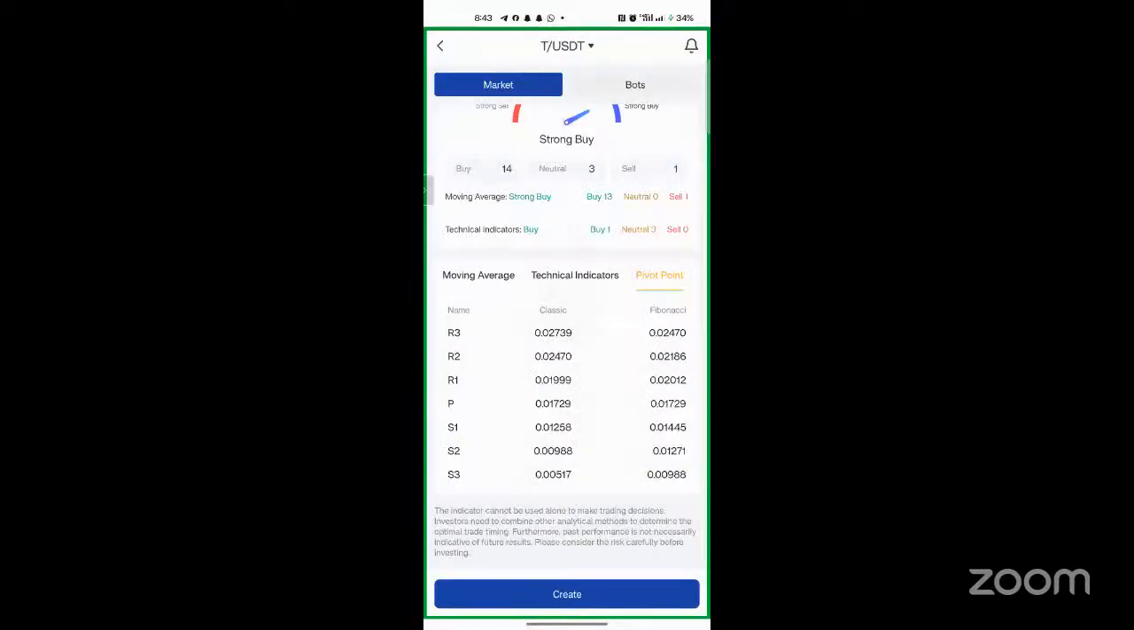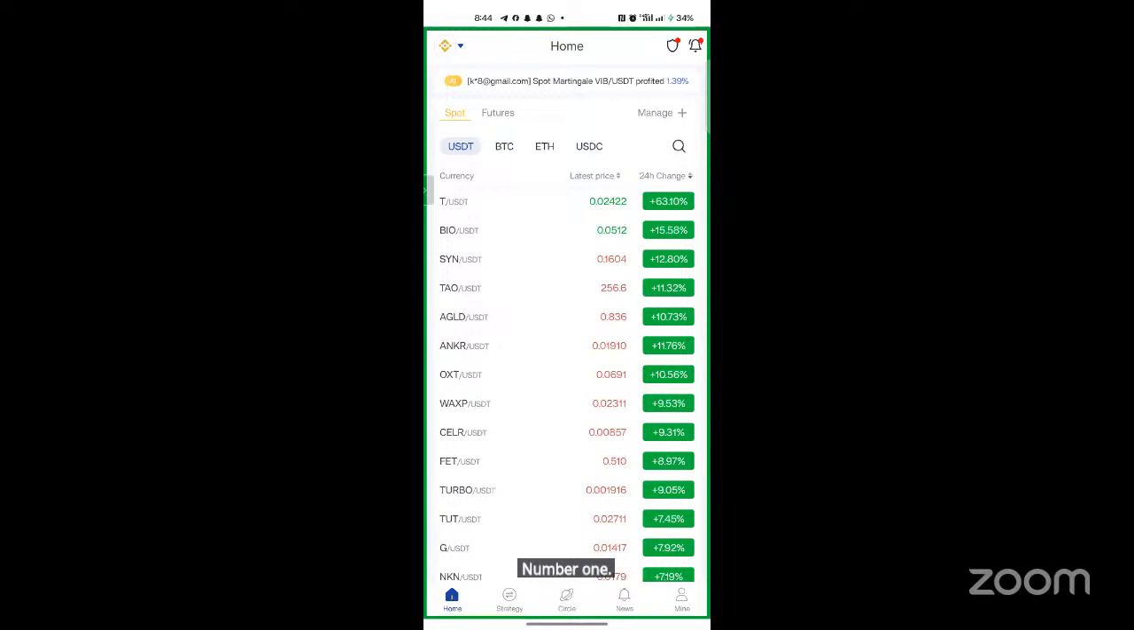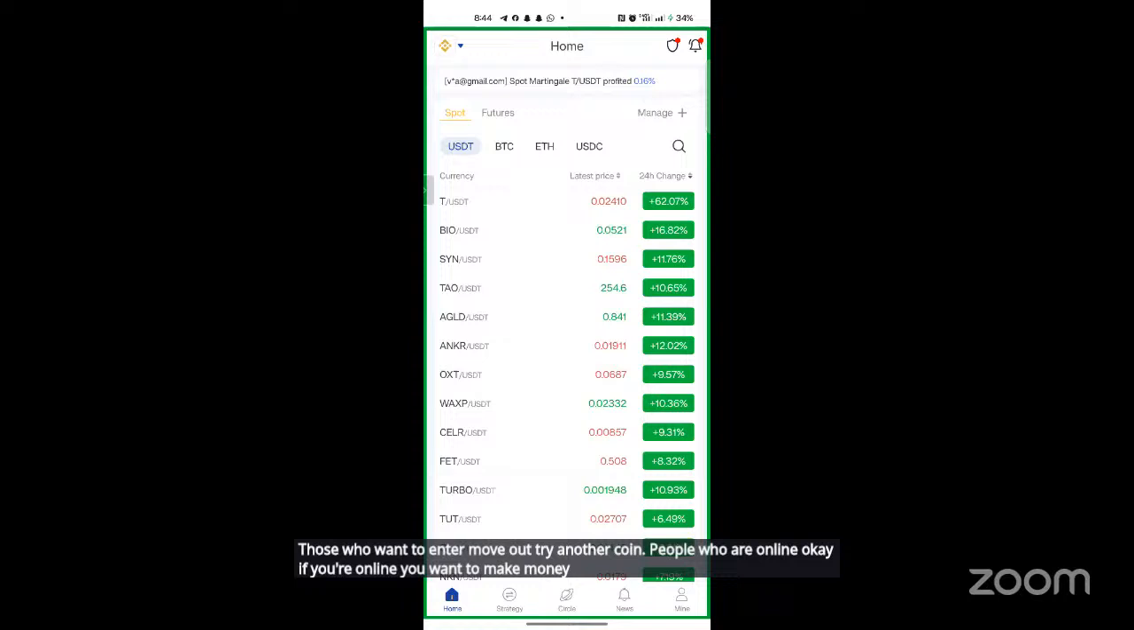Number one, those who want quick money, those who want to get out of coins faster, the fast approach is the best. Give me one in the chat if you have understood. Those who want to enter, move out, try another coin, people who are online. If you're online, you want to make money, you have targets you are chasing, you are always with your phone, that is the best strategy. But if you don't have time, come to these negative coins.